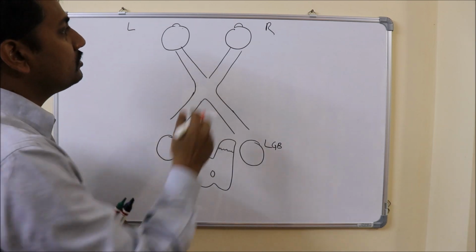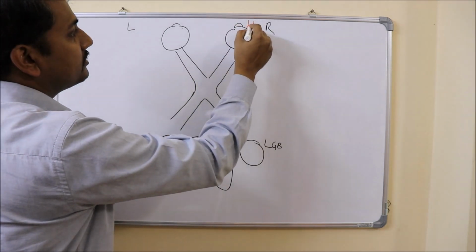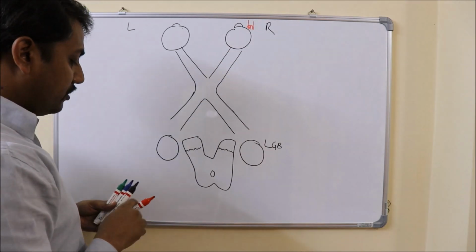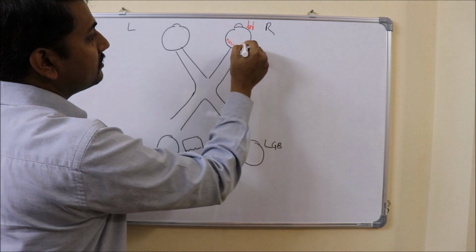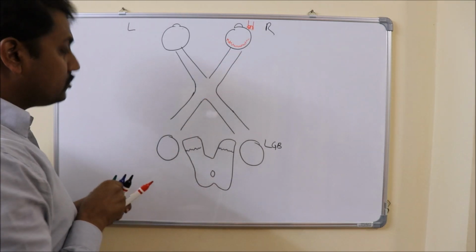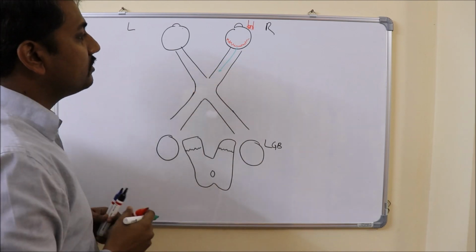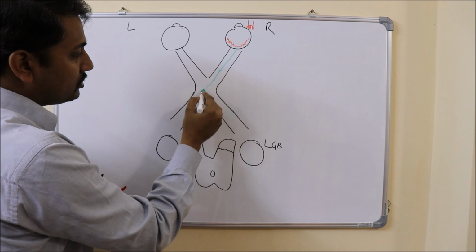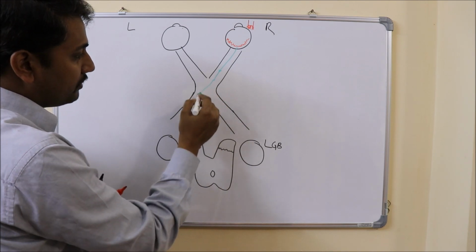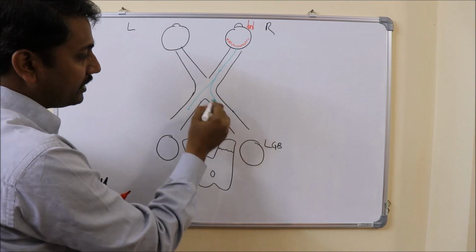Now, suppose when the light falls on the right eye, information is carried from the retina to the optic nerve, right side optic nerve. From the optic nerve, the nasal fibers will cross over at the level of the optic chiasma and the temporal fibers will go into the ipsilateral optic tract.